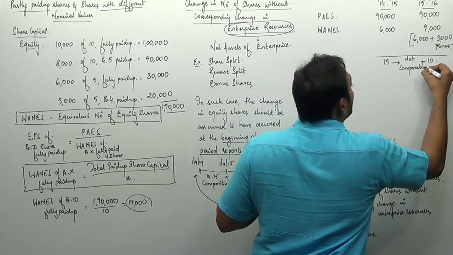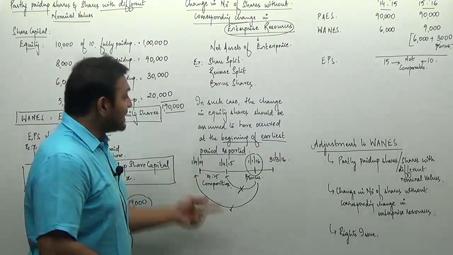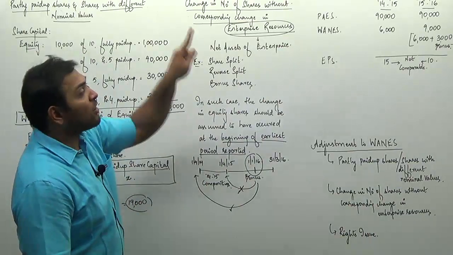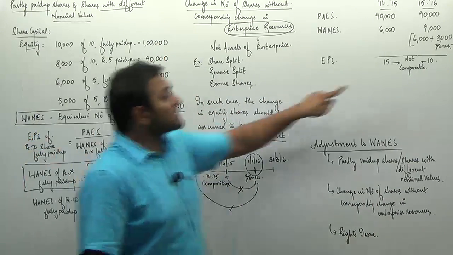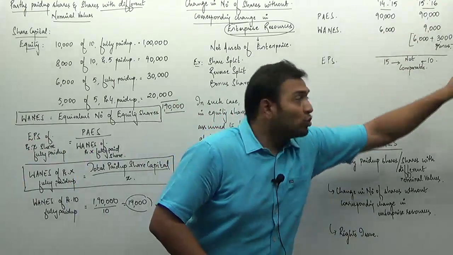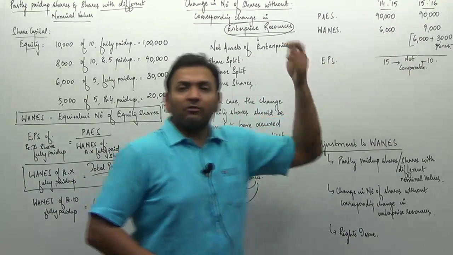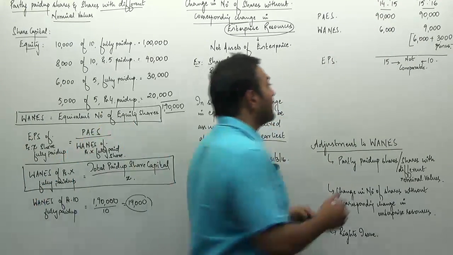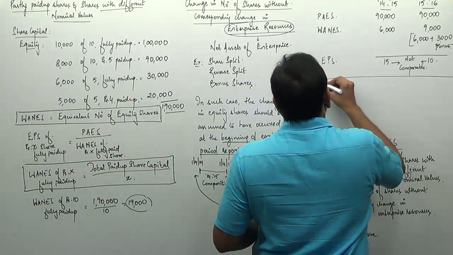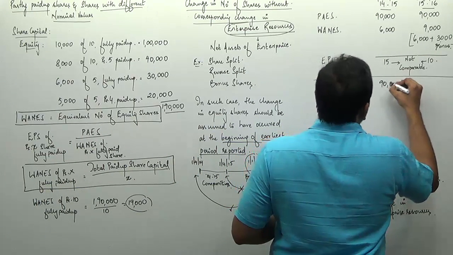Then what do we do? To make it comparable, we need to adopt this scheme. That means such bonus shares should be assumed to have occurred at the beginning of the earliest period reported. So these 3,000 bonus shares issued in 15-16 should be assumed to have been issued at the beginning of 14-15, which is 1st April 2014. So let's see what happens. My PAS will remain as it is. I'm not changing the PAS.